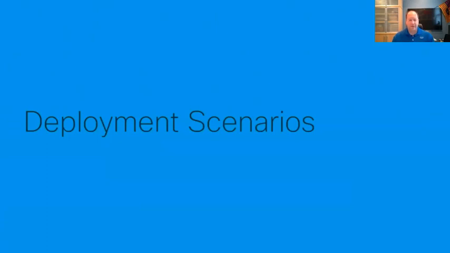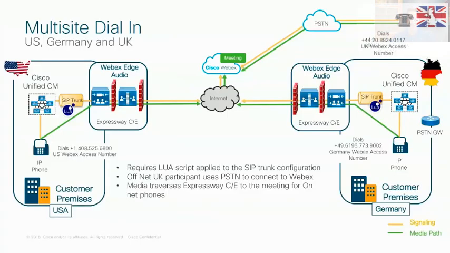Let's talk about a couple deployment scenarios. So what might be a typical deployment scenario? This is a little bit complex, but we decided to show you what would be a multinational organization. On the left-hand side, we have WebEx Edge audio installed for a US component of it. The right-hand side, we have another office based in Germany. We've got WebEx Edge audio configured. And maybe we've got a couple remote users that are based in the UK.